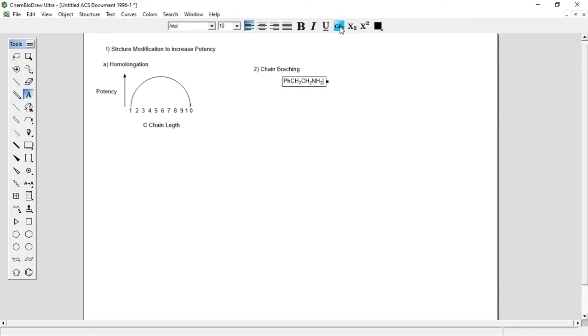This is phenylethylamine, Ph-CH2-CH2-NH2, an excellent substrate for monoamine oxidase. But alpha-methylphenylethylamine, amphetamine, is a poor substrate, because it has a branching chain. So alpha-methylphenylethylamine, amphetamine, is a poor substrate for monoamine oxidase.